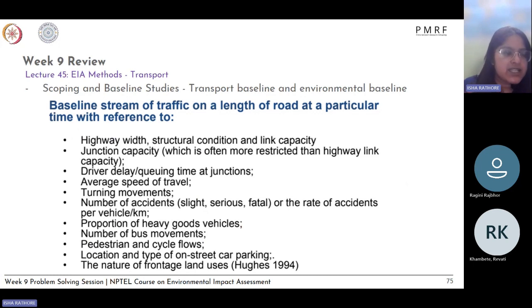So if we are doing a baseline study for a length of road at a particular time, with reference to that, we look at the highway width, structural conditions, link capacity, junction capacity, driver delay or queuing times, average speed of travel, turning movements, number of accidents, and the type of accidents: slight, serious, and fatal. The proportion of heavy goods vehicles, number of bus movements, pedestrian and cycle flows, the location and type of on-street car parking, and the nature of frontage land use.